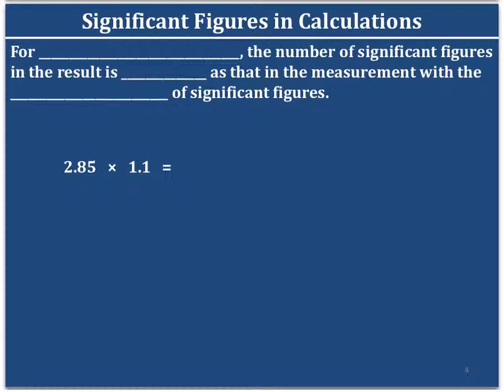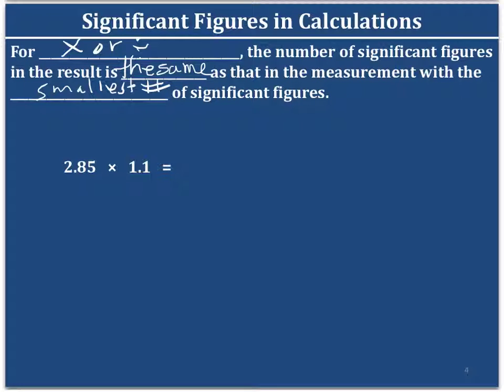All right, so we've learned the rules for significant figures and how to figure out how many sig figs a number has. But really what we're interested in is actually doing calculations. So we want to be able to do a calculation and then figure out how many sig figs our answer should have. Now when we are multiplying or dividing, the number of sig figs in our answer is the same as the measurement with the smallest number of sig figs. And we'll go through an example to show you what that means.